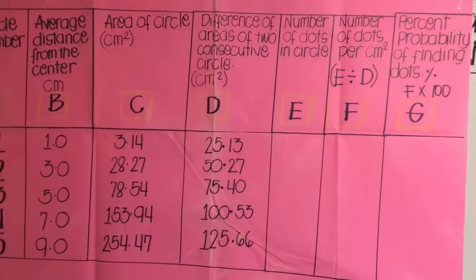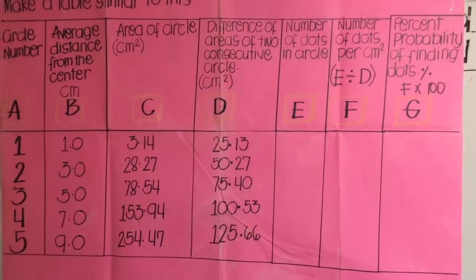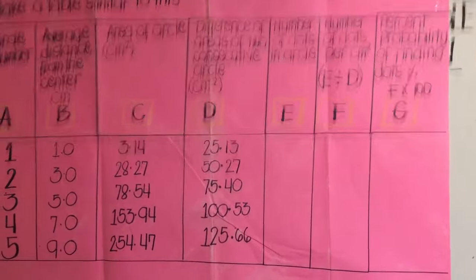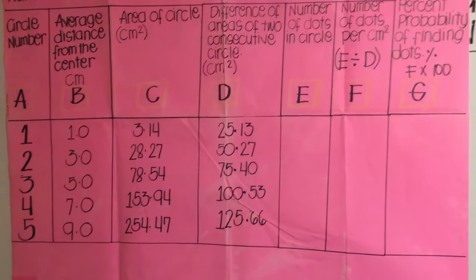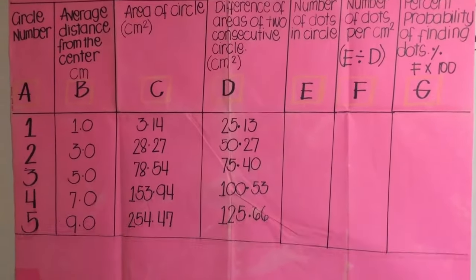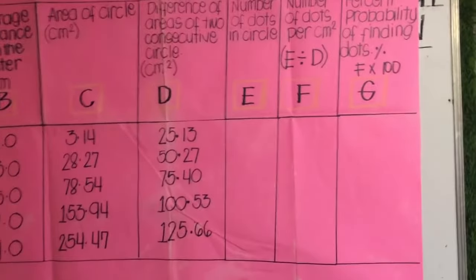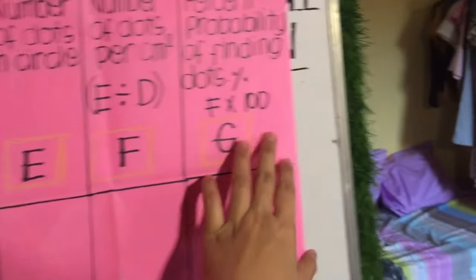Then we have the area of circle, centimeters squared, sa C column, and then we have the differences of areas of two consecutive circle, D column. At kung mapapansin nyo, mula column A hanggang D, meron na siyang laman na data. So, ang i-fill lang natin, ang lalagyan lang natin ng data ay yung E, F, and G.